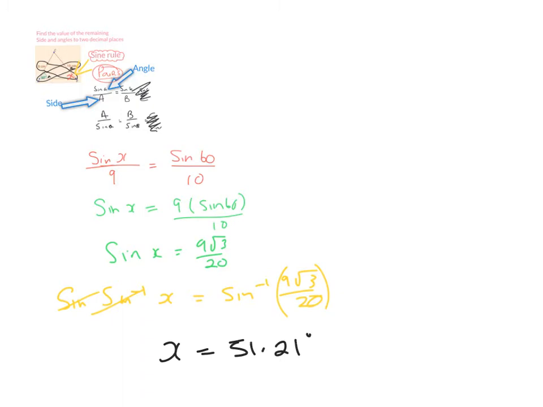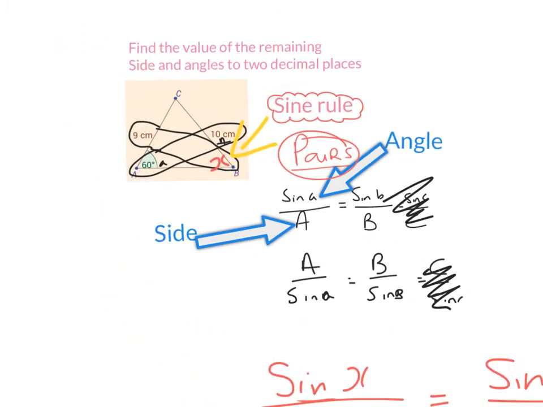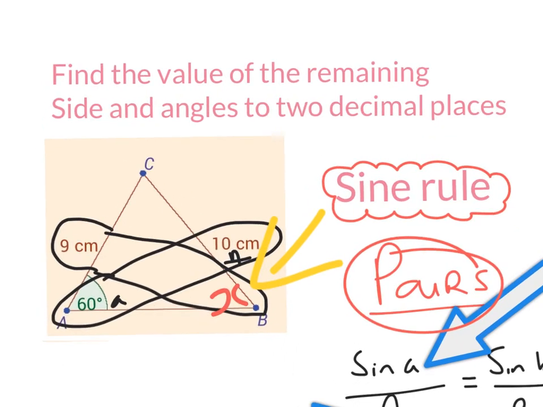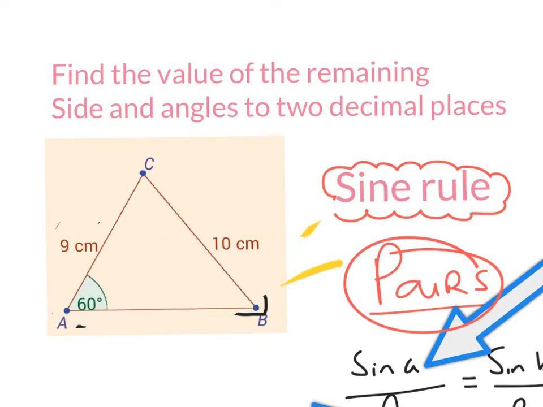51.21 degrees. Now, in this question, I was asked to find the values of everything remaining. So I'm going to just rub out all of the markings that I've made so far. I've just found out what x is. X is 51.21 degrees. Okay. So obviously the next thing I want to find out is this angle here and this side.